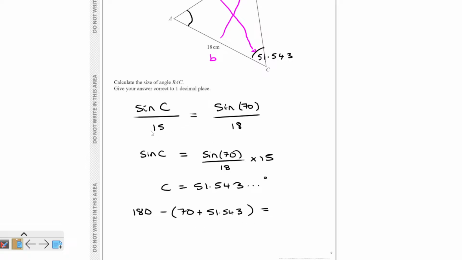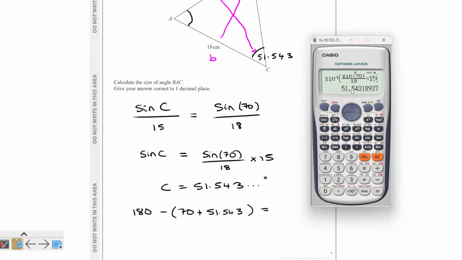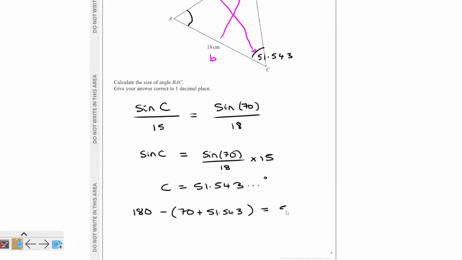So let's use my calculator. Try and keep this here just so you have all the decimals. So I'm going to do 180 minus 70 plus, I'm going to put answer, so it copies all of those decimals. That gives me 58.456, and now, because this is the final answer, I can round it. They said to 1 decimal place. So that would be 58.5, wouldn't it? There we go, 58.5, 4 marks.